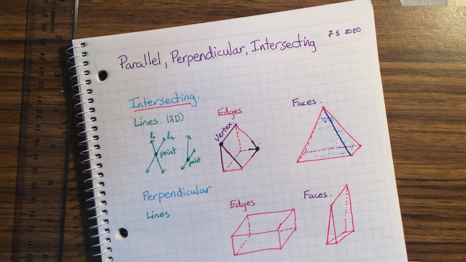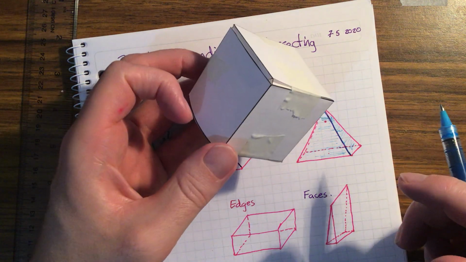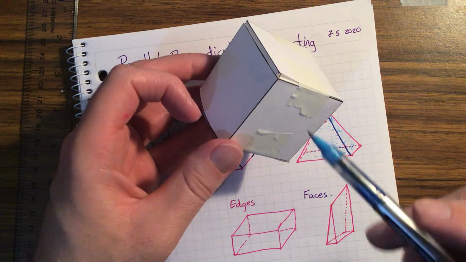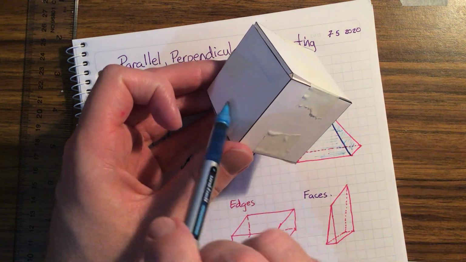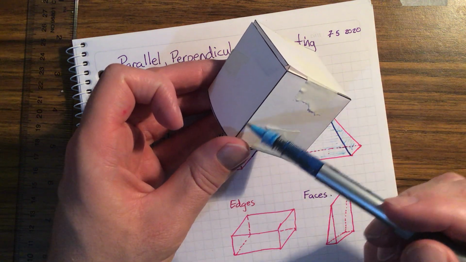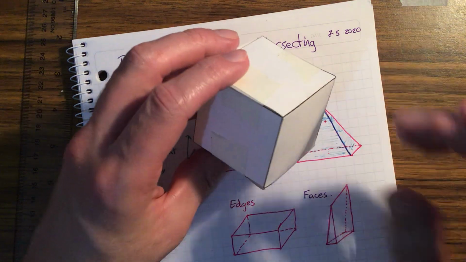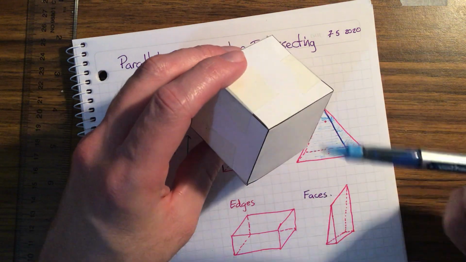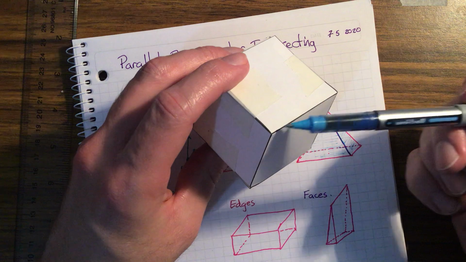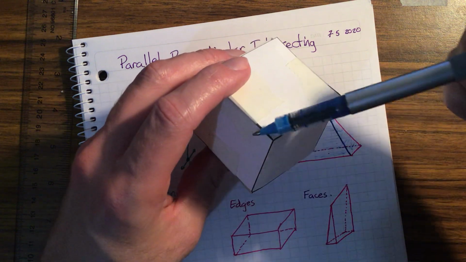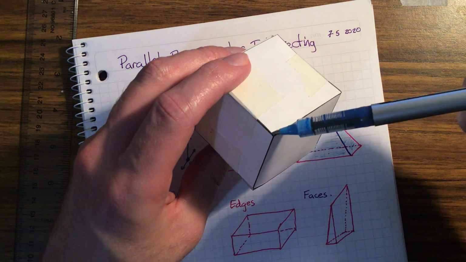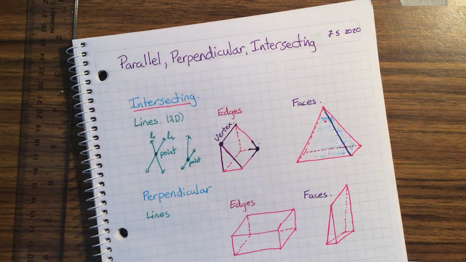If we look at this, right here we have a cube. This face right here intersects with this face along this edge. This face intersects with this face along this edge. This edge and this edge intersect at this vertex right here.